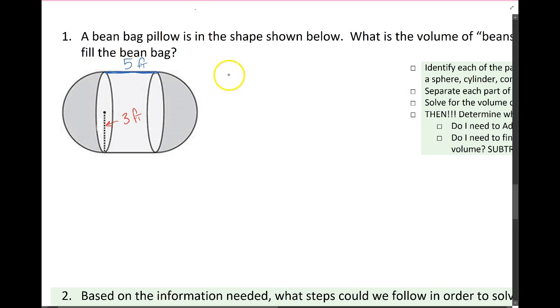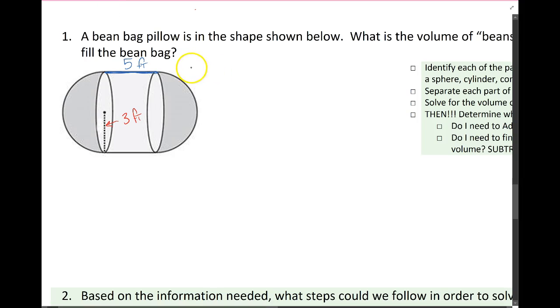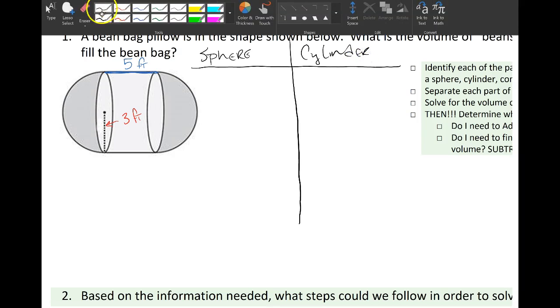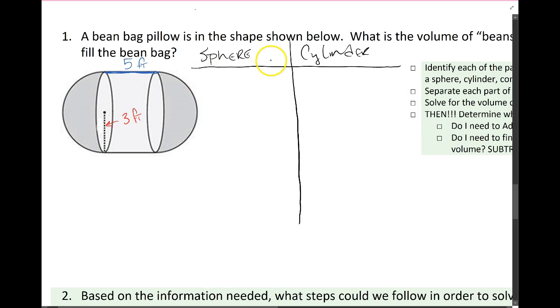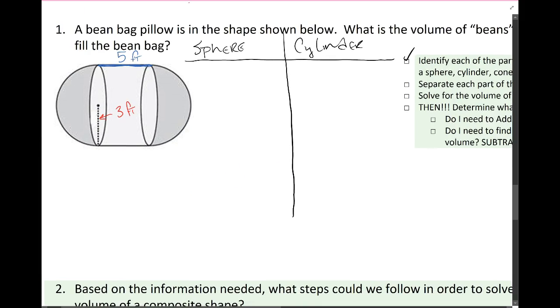With that information, we can now do two things. First, I'm going to solve for both of these, my sphere and my cylinder. Every time, we identify each part of the composite shape as a sphere, cylinder, cone, or rectangular prism. I know I'm dealing with a sphere and a cylinder. Separate each part, and then solve for the volume of each separate part. To solve for the volume, I start by writing down the general form.